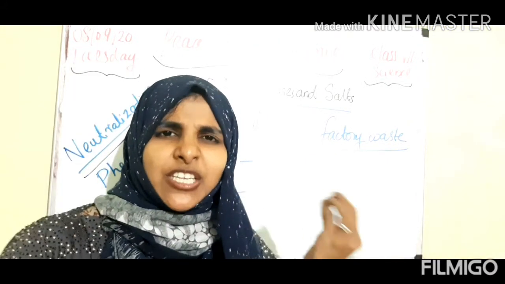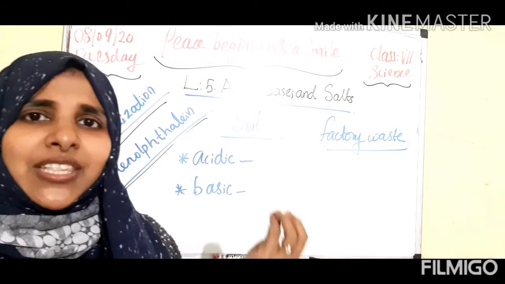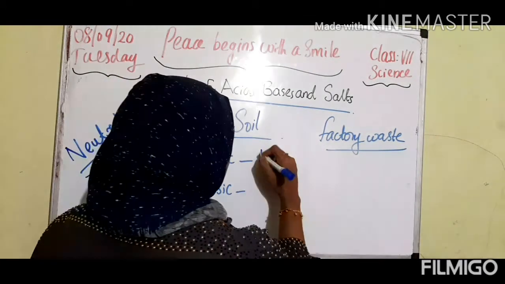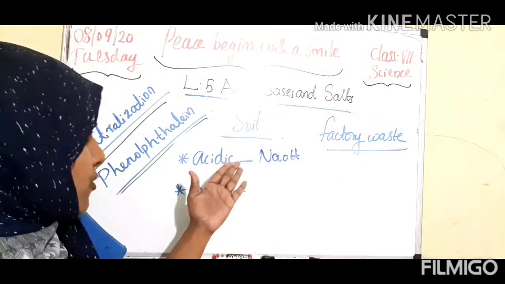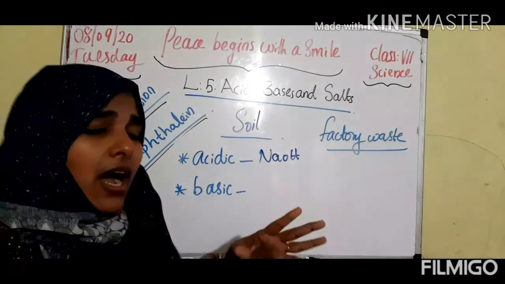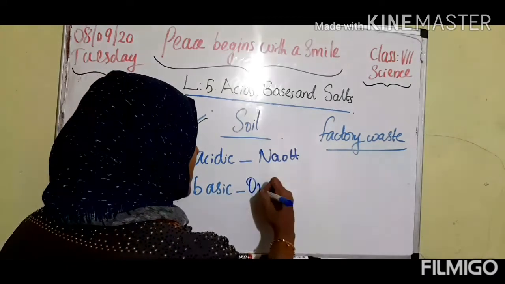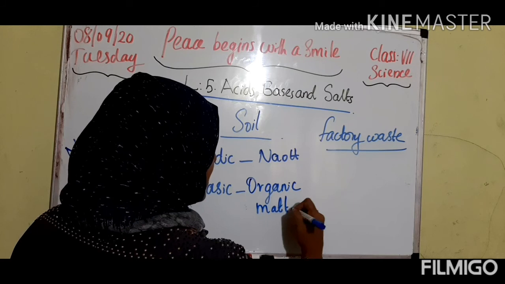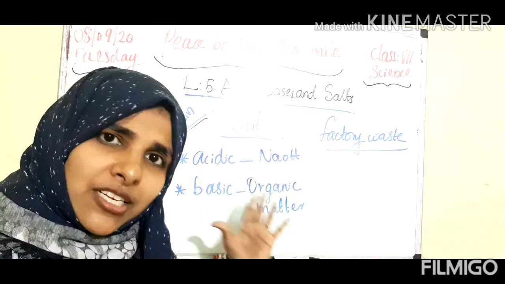Sometimes we say this soil is not good for cultivation. So for reducing the acidity, we are using some basic substances like sodium hydroxide, or sodium oxide. Like that we are using them to reduce the acidity of the soil. And how do we reduce the basic nature of the soil? We can use some organic matter in the soil, then it will neutralize the basic nature of the soil.